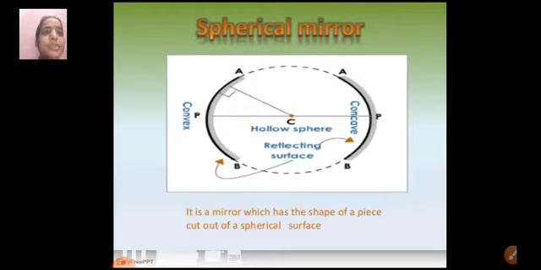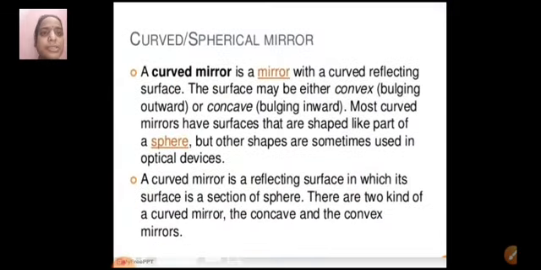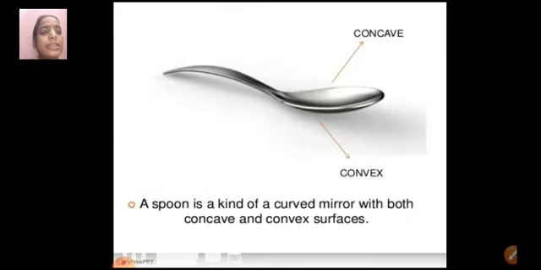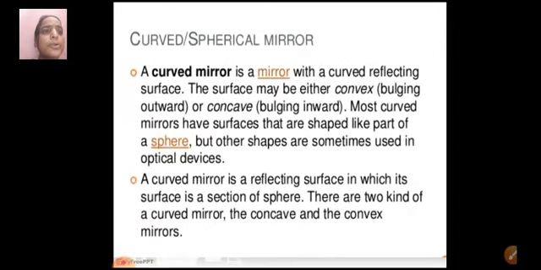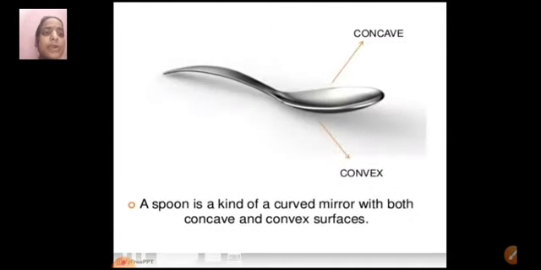So what is a spherical mirror? It is a mirror which has the shape of a piece cut out of a spherical surface. A curved mirror is a mirror with a curved reflecting surface. The surface may be either convex or concave. Convex means bulging outwards, whereas concave means bulging inwards. Most curved mirrors have surfaces that are shaped like part of a sphere, but other shapes are sometimes also used in optical devices. A curved mirror is a reflecting surface whose surface is a section of a sphere. There are two kinds of curved mirrors, the concave and the convex.